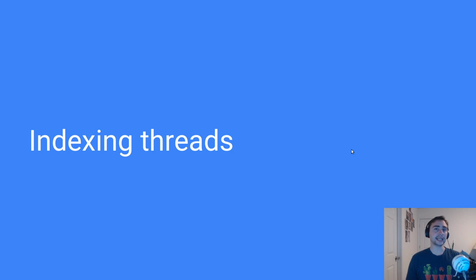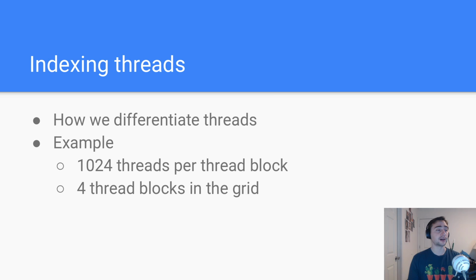So let's talk about indexing threads. I said earlier that the way we define our parallelism is by defining a whole bunch of threads that will execute a kernel. But how do we tell them apart within the kernel? We do that through some special variables that relate to the grid that we've defined.